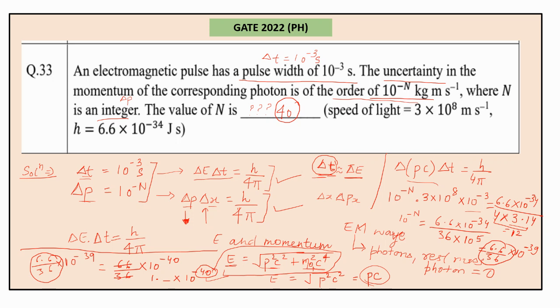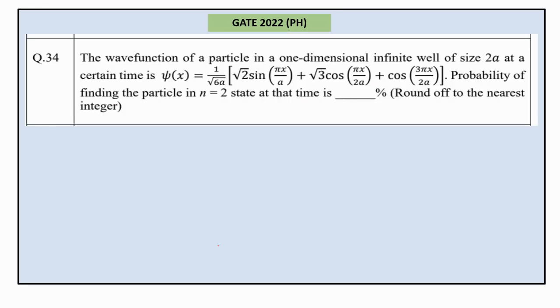This value can also come 10 raised to the power minus 39. If you see 6.6 divided by 36, it will come 66 by 360. It will come 0.something, 0.2 into 10 raised to the power minus 39. When I saw the solution sheet, it was given that it will vary from 39 to 40. But I was getting 40 as the correct answer, because if you look here, it is 1.something and exactly 10 raised to the power minus 40. So yeah, it will vary. Okay, I'm moving to the next question.